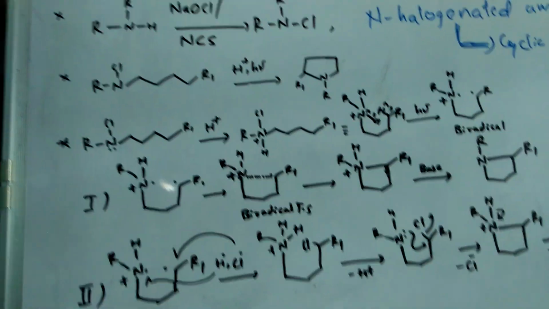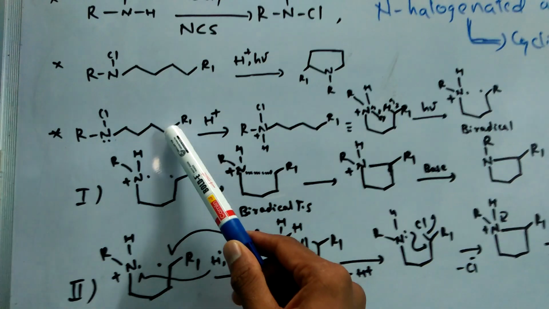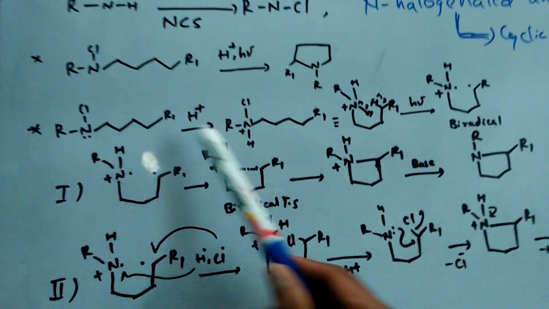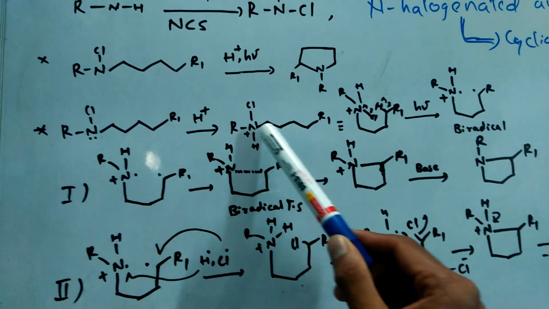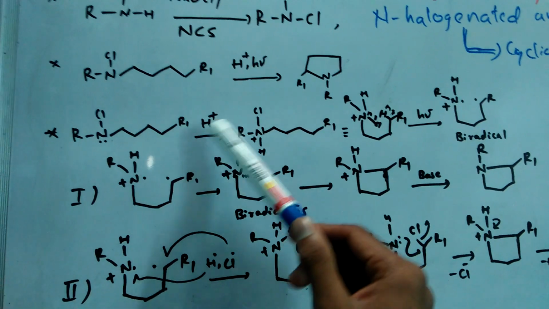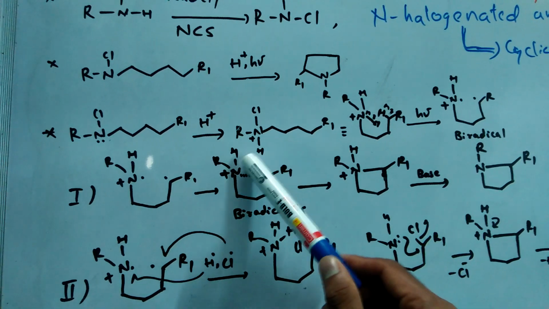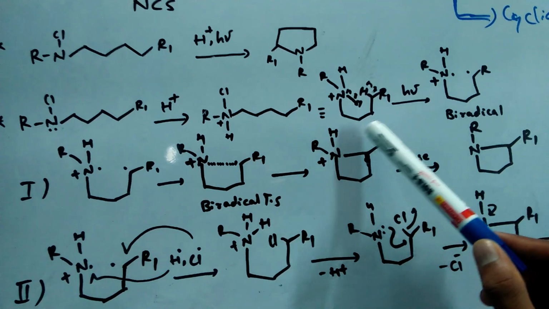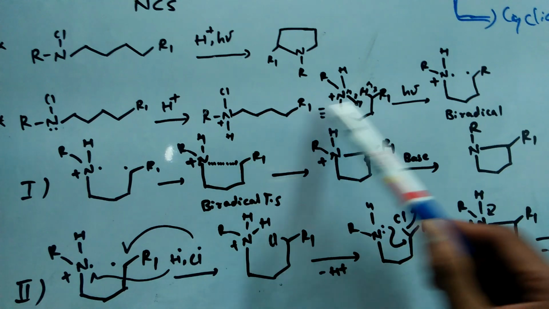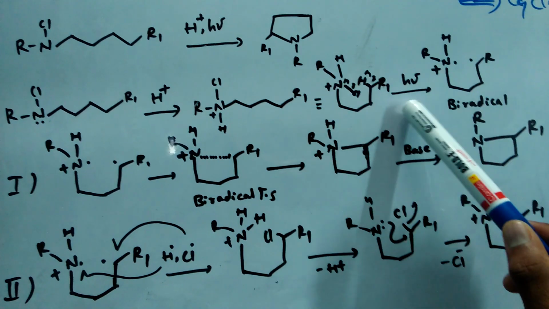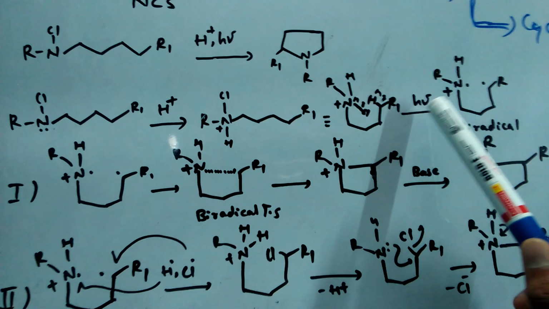Now let's see the mechanism. The N-halogenated amine, when reacted with acid, will be protonated. The pair of electrons on nitrogen will be donated to the proton and it will be protonated, and further this long chain will be in the form of this. It is subjected to photochemical conditions.